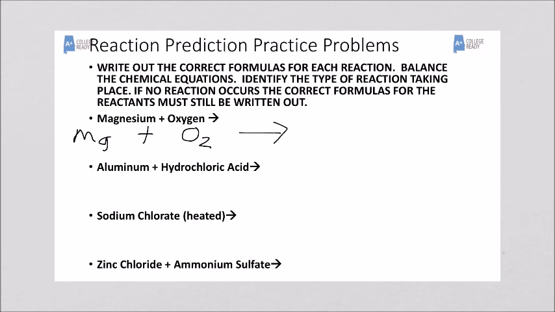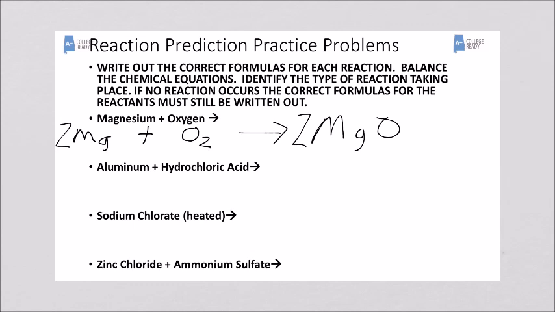Those add together. Remember that Mg is a +2 ion or 2+ ion, and oxygen is a 2- ion. So the compound formed between the two of these is going to be MgO. We need to go back and balance by putting a 2 right here and a 2 right here. And again, that's a synthesis reaction.